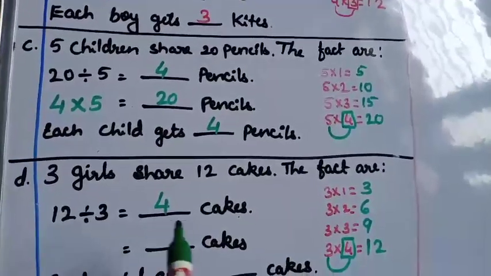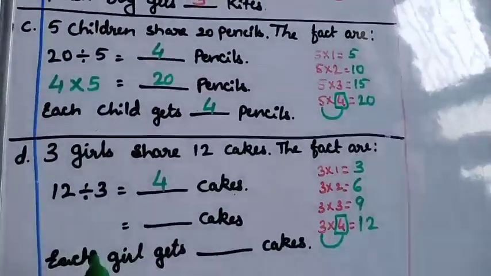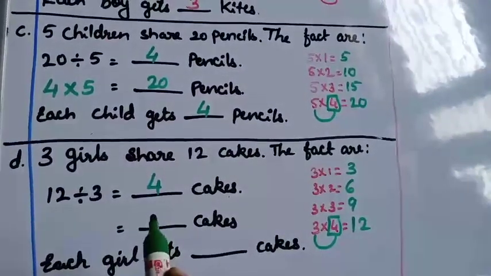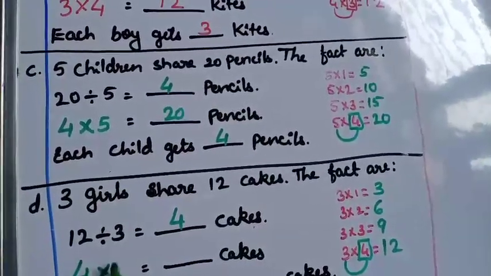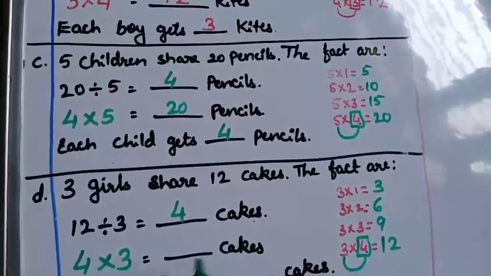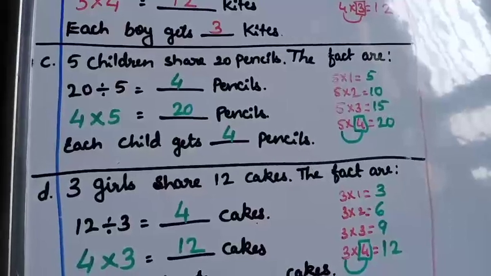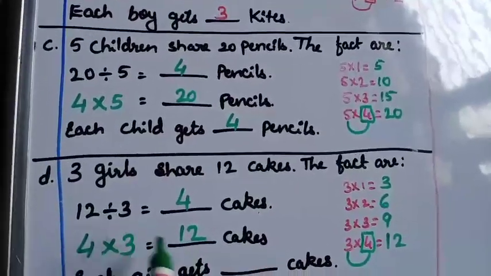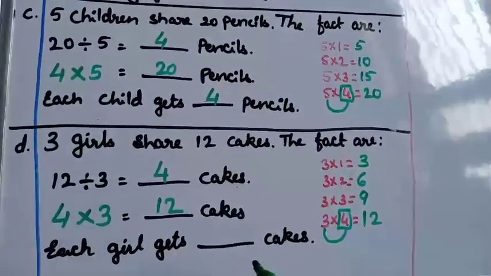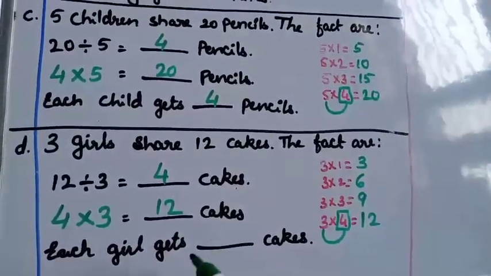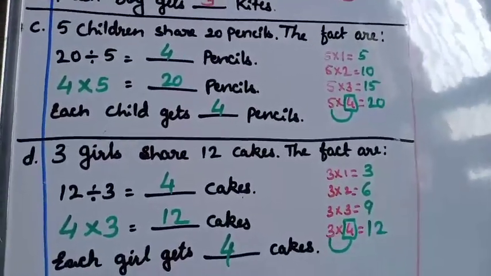So number of cakes, how many they got each? Equally 4. Okay. Next, now we have to check the answer. So how do we have to write now? 4 into 3. So number of cakes we have to find out. 4 threes are 12. Got it? Now 12, we got the right answer. So here we have to write each girl gets how many cakes, children? Each girl gets 4 cakes. Each girl gets 4 cakes equally.